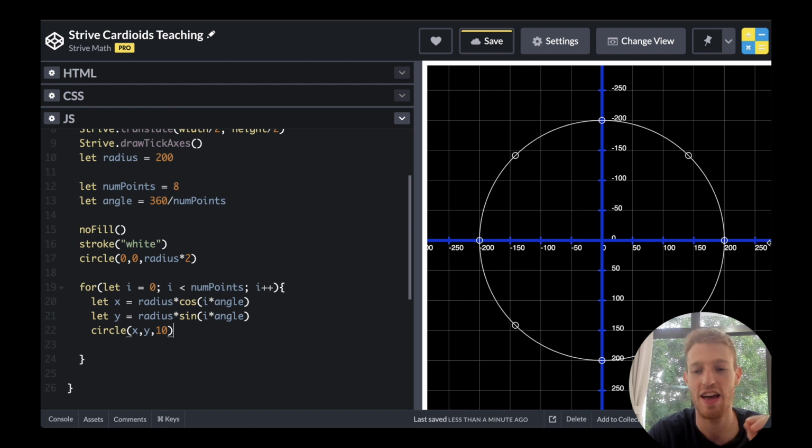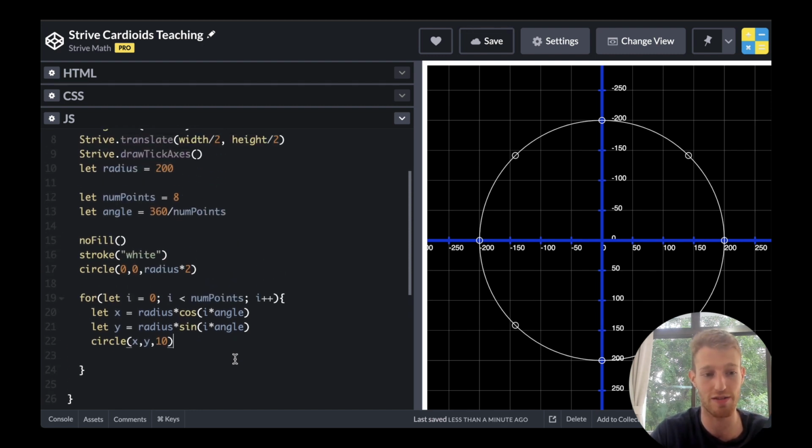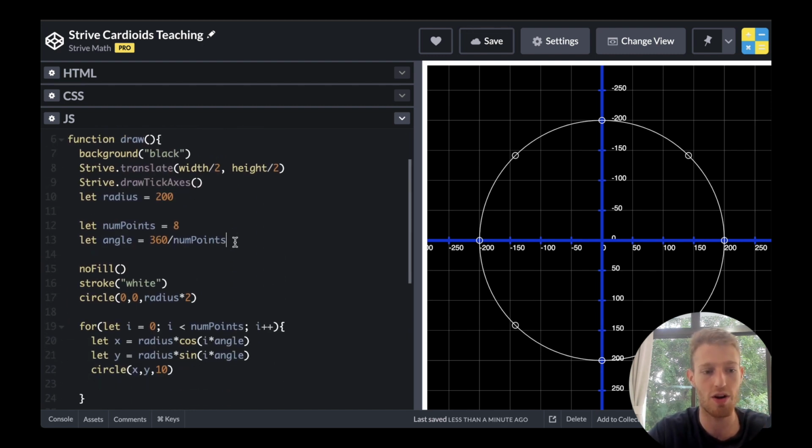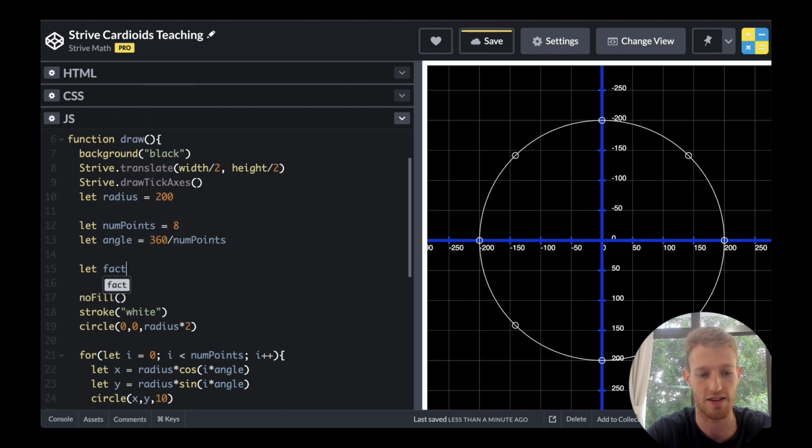The next part is then we want to follow the algorithm of taking 0 times our factor. 0 times 2 is 0. 1 times 2, 2. 2 times 2, 4. And drawing the lines connecting those points. So let's make a variable called factor, let factor, and let's start with 2, for example.